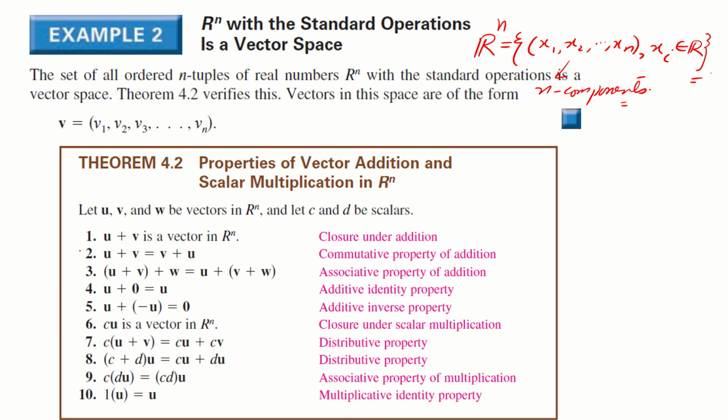So all these conditions are set with usual operations. Keeping in mind it is with standard operations, we may change the operation, and we would do that later on, and then we will check all these conditions again, whether it is forming a vector space or not.